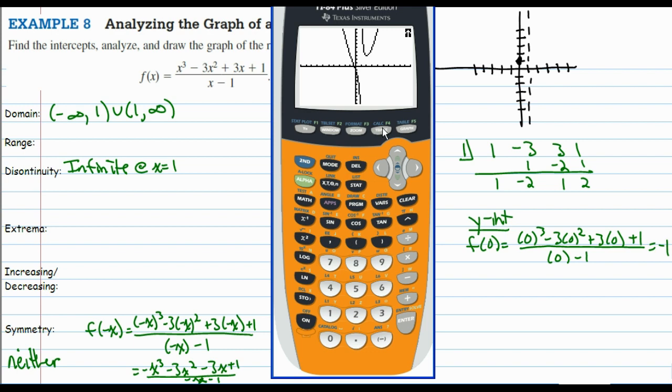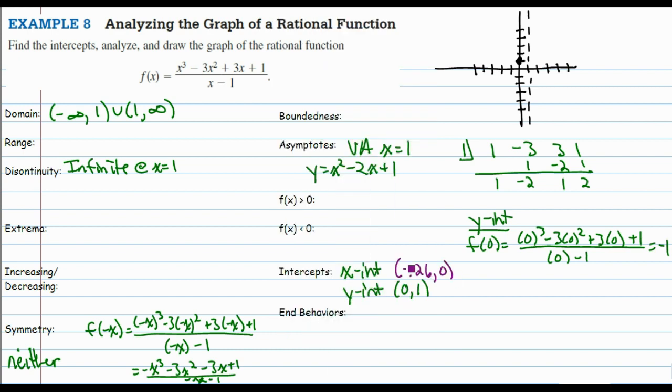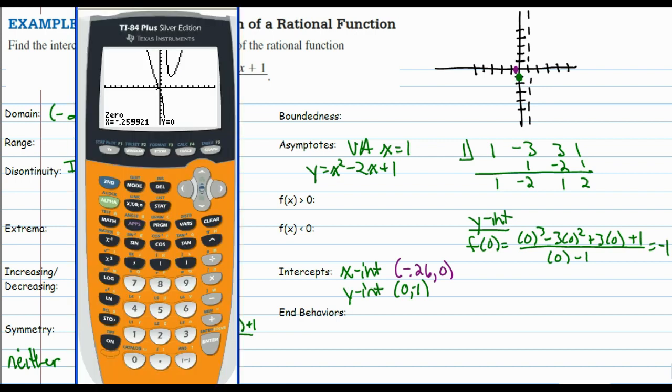I can find my x-intercept. So my x-intercept is negative 0.26, 0, and I just realized that my y-intercept is in the wrong place. I had calculated it to be 0, negative 1, but put it down as 0, positive 1. Things happen. All right, so putting my y-intercept in the right place. Now I can use my calculator to sketch where the rest of this graph goes.